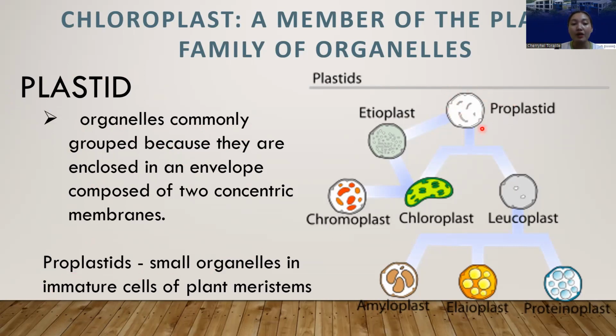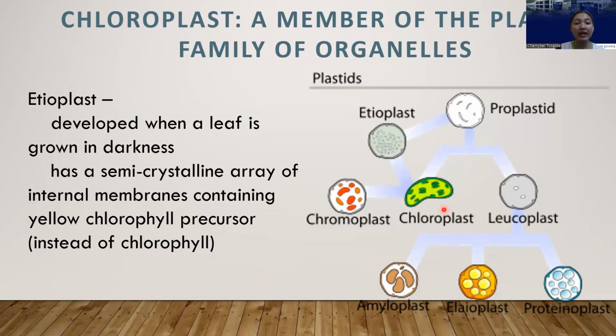Proplastids are actually small organelles in immature cells of plant meristems. So we can see these proplastids in the buds, where your plant cells or plant tissues grow. And then these proplastids either become etioplasts or, in the presence of sunlight, they become chloroplast or leucoplast. When you say etioplast, these are the plastids that develop when a leaf is grown in darkness.